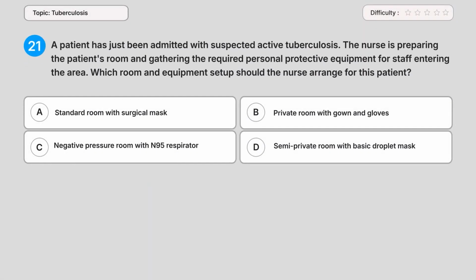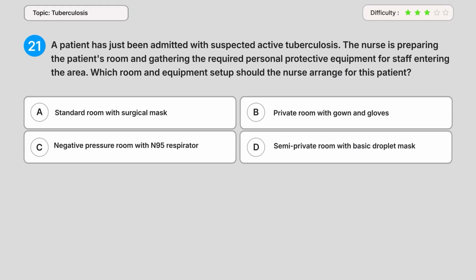Question 21. A patient has just been admitted with suspected active tuberculosis. The nurse is preparing the patient's room and gathering the required personal protective equipment for staff entering the area. Which room and equipment setup should the nurse arrange for this patient?